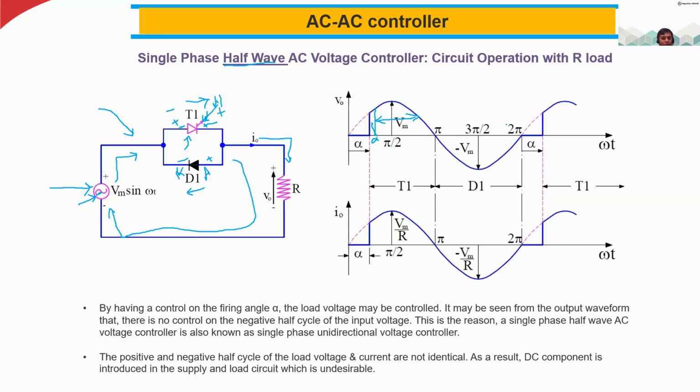So this is an AC voltage controller. You have control only between 0 degree to 180 degree, or 0 to pi. So you can change the alpha value between this angle. Here, by controlling the firing angle alpha, the load voltage may be controlled, of course, by changing this pulse width. But finally, if you take the average at the output, it's going to be different.